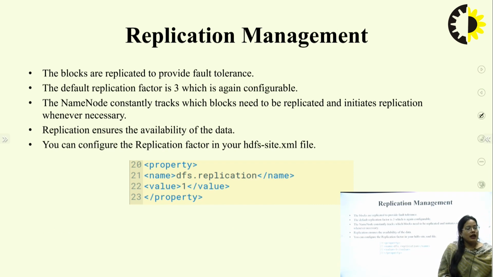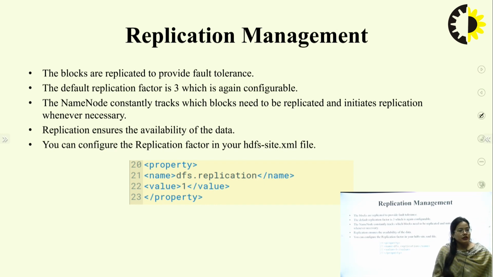As we understood what a block is, let us understand how the replication of these blocks takes place. So next is replication management. HDFS provides a reliable way to store huge data in a distributed environment as data blocks. The blocks are also replicated to provide fault tolerance. The default replication factor is 3, which is again configurable. The NameNode constantly tracks which blocks need to be replicated and initiates replication whenever necessary. Replication ensures the availability of the data.